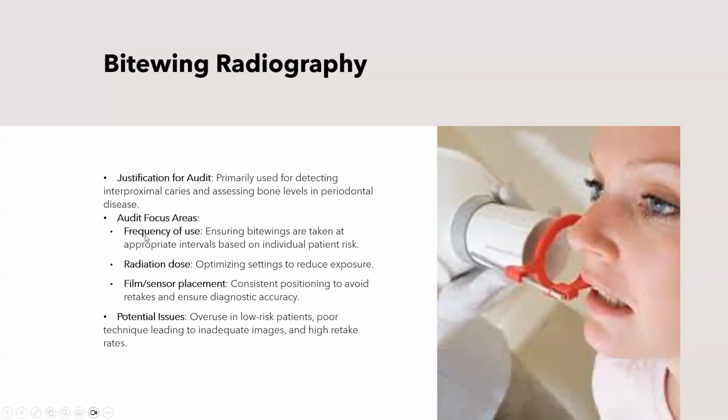Audit focus areas: frequency of use, ensuring bite wings are taken at appropriate intervals based on individual patient risk; radiation dose, optimizing settings to reduce the exposure; film sensor placement, consistent positioning to avoid retakes and ensure diagnostic accuracy. Potential issues: overuse in low-risk patients. If it is not required, don't take it.